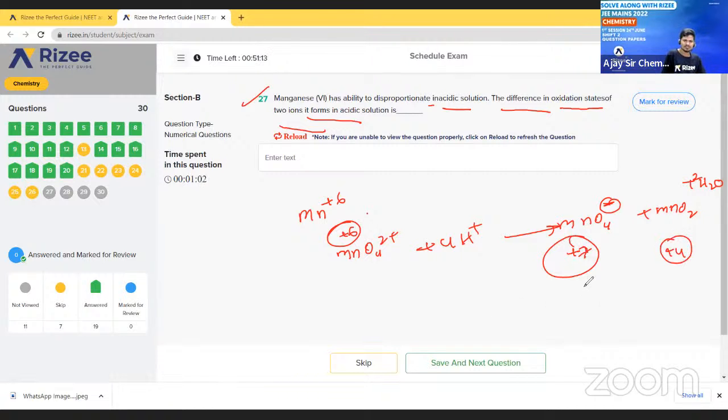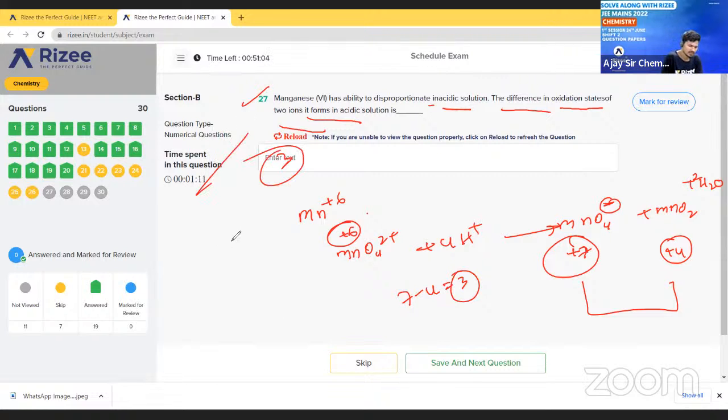They are asking the difference between these two oxidation states. What is the difference? 7 minus 4 is equal to 3. So what is the correct option? 3. Very simple. Sometimes they will ask very simple questions also. Okay? So we can answer like this. Take one screenshot here. Okay, let us go to the next question.